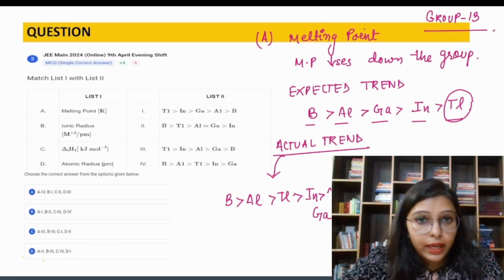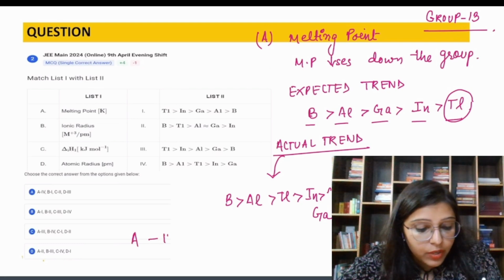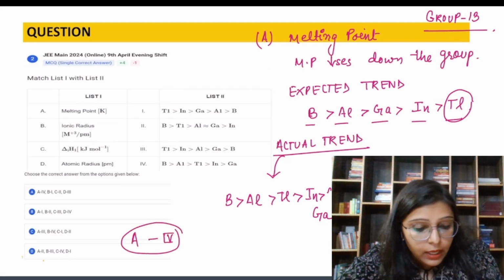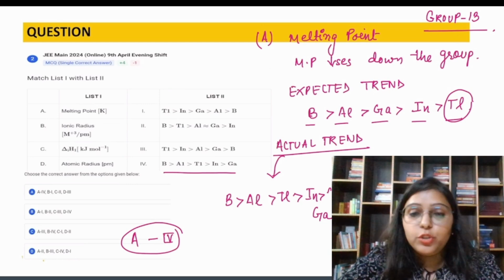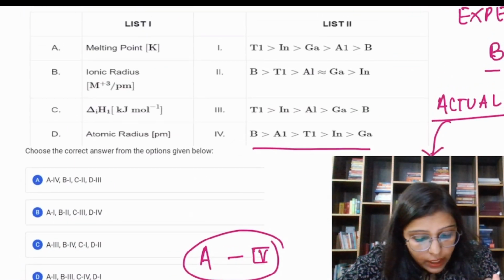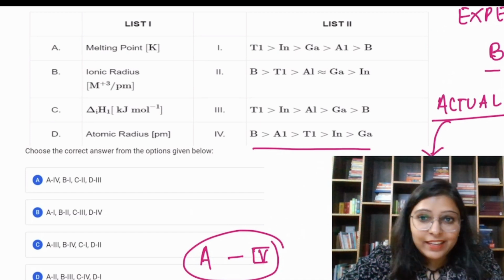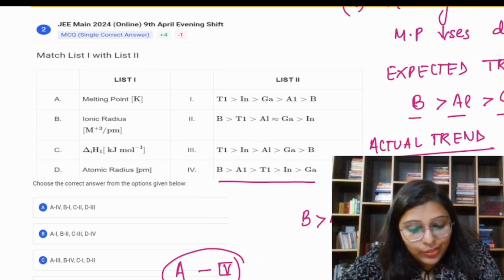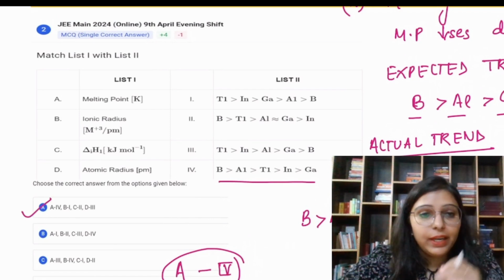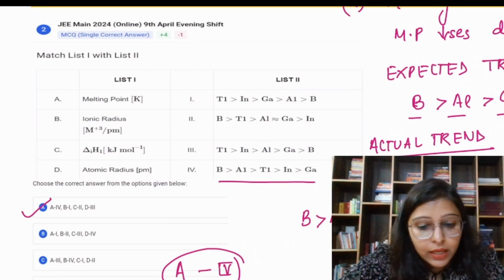So if we check list number 2, A can be matched with option number 4. So can we see where option number 4 is? We have only one option with respect to that, that is option A. So A is going to be the correct answer, but let's discuss the ionic radii and ionization enthalpy in that way.